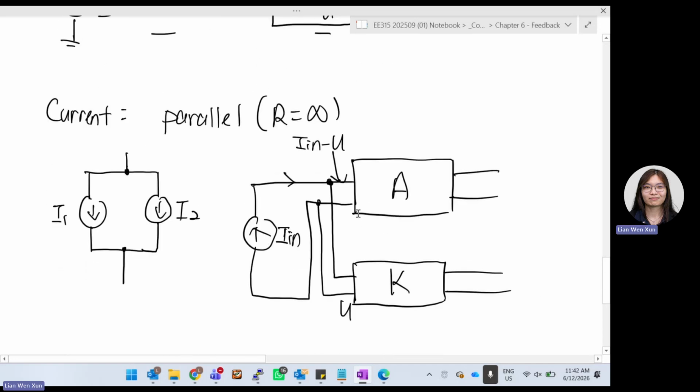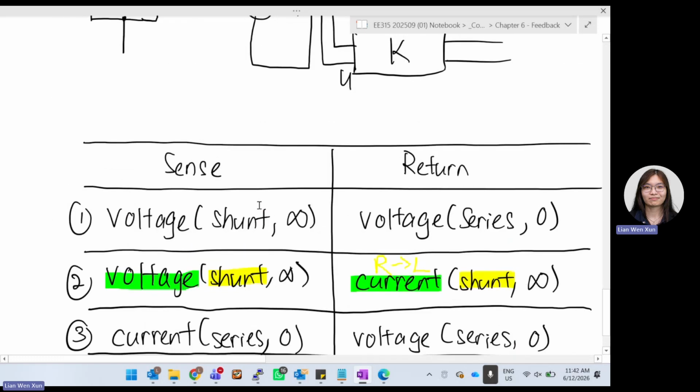But if you want to feed back current, so just now I measured voltage already, I want to feed back current. We know that if current is in series, the current is the same. So we have to place them in parallel. In parallel, meaning that first hand connects to first hand, bottom hand connects to bottom hand. And my A now, the input is actually I in. So your I in will just be whatever current flows from you. I in minus U equals the input for your A. That's the general concept on it.